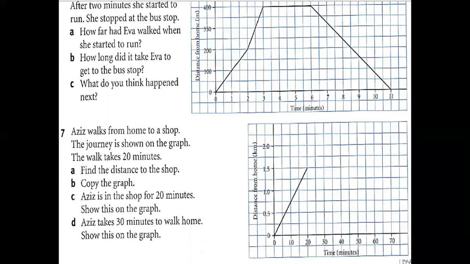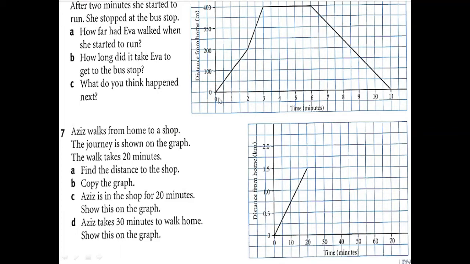Now today we will start at point three, question number six. Question number six: after 2 minutes she started to run. She stopped at the bus stop. Part A: how far had Eva walked when she started to run? When she started to run means after 2 minutes she started to run. So she stopped at the bus stop. How far had Eva walked when she started to run?